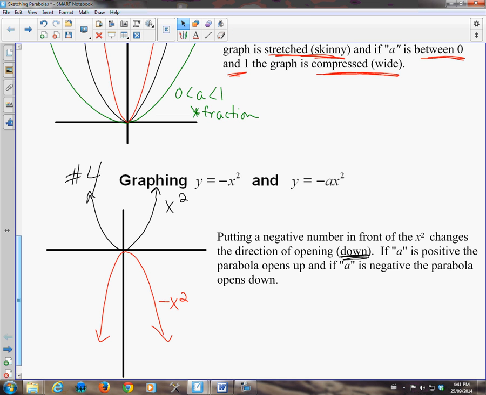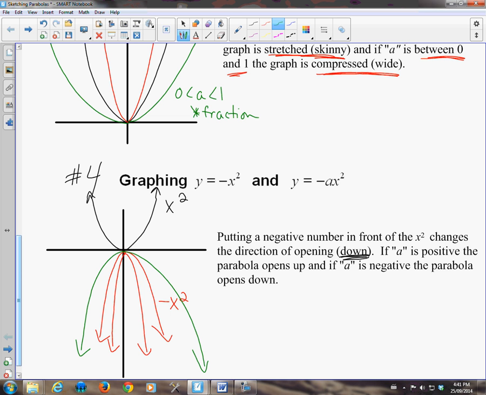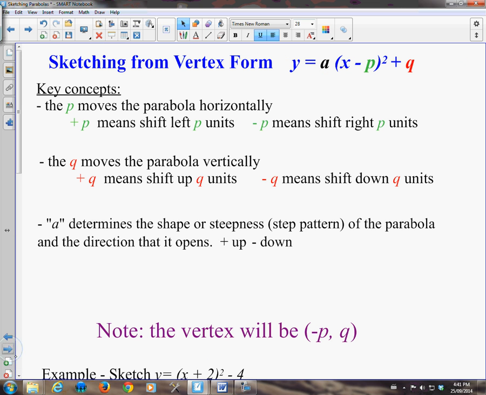And if I have a number for a that is greater than 1, then it will make my parabola open down and be skinny. If I have a number that is a fraction and negative, then it makes my parabola wider and open down. So let's try to graph one of these together.